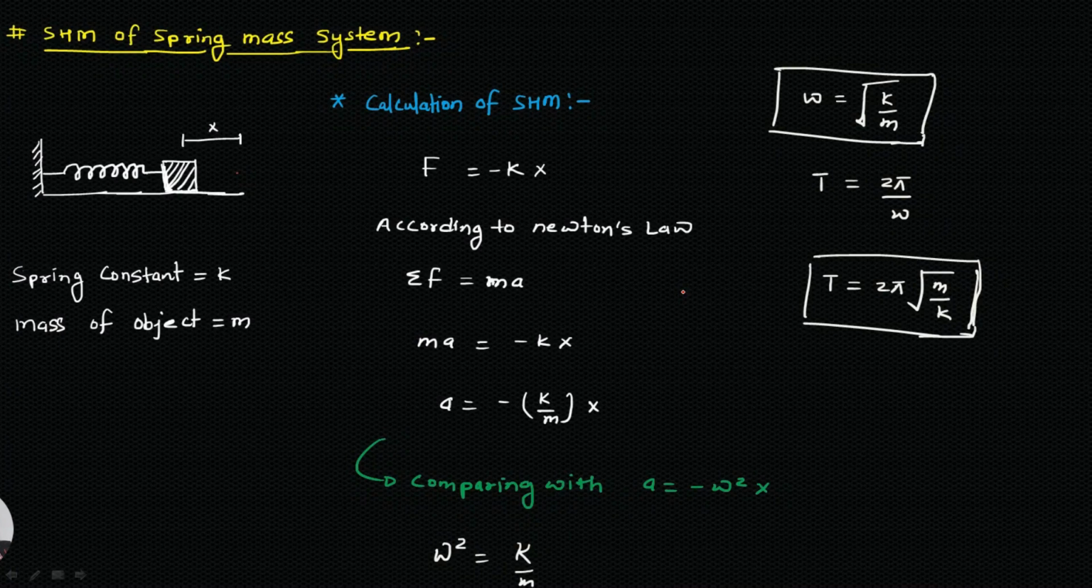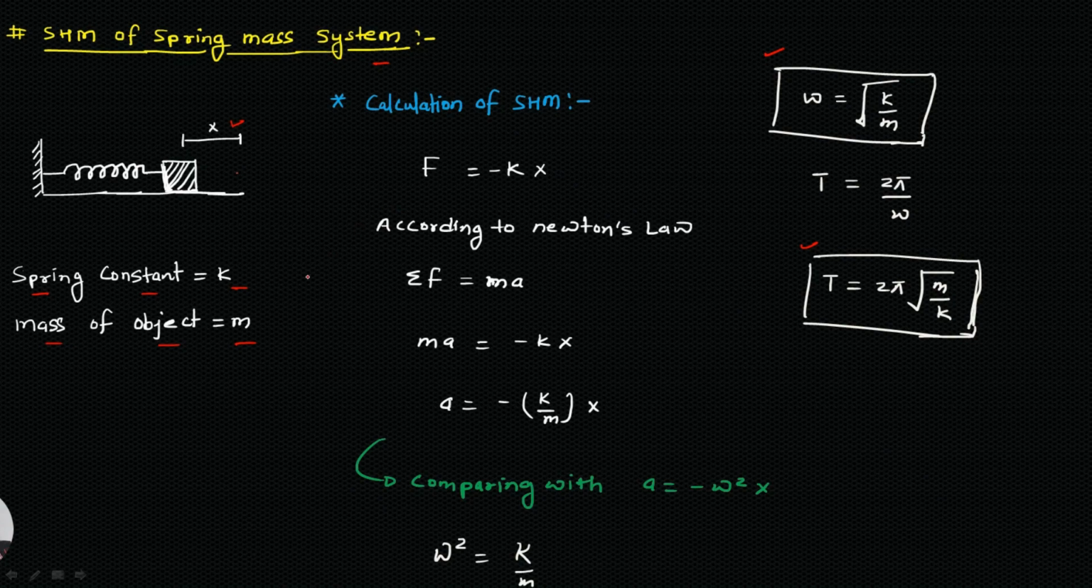So in this video, we are going to discuss the SHM of the spring mass system. We are going to discuss the time period and angular frequency of this spring mass system. Okay, so here we are considering that there is a spring of spring constant K connected to an object of mass M, and it is being displaced x from its natural position.